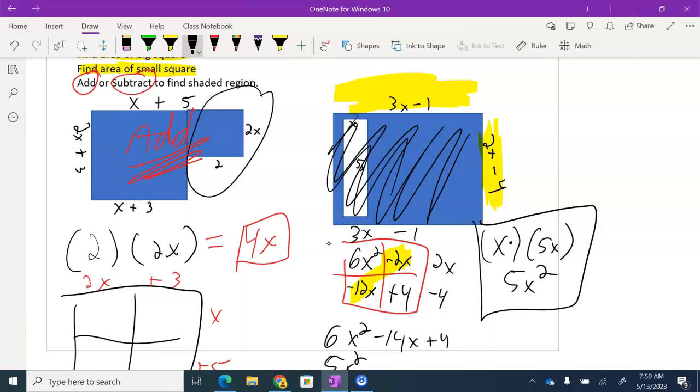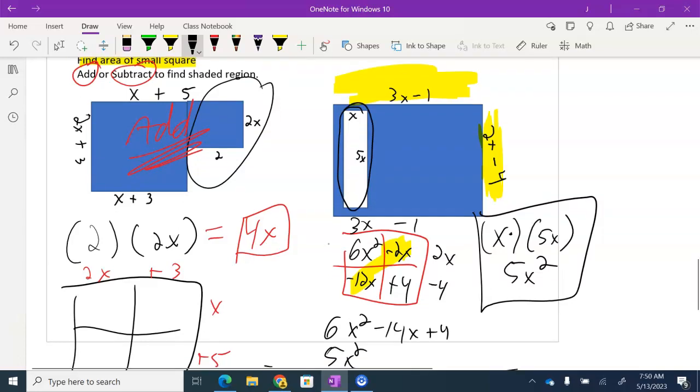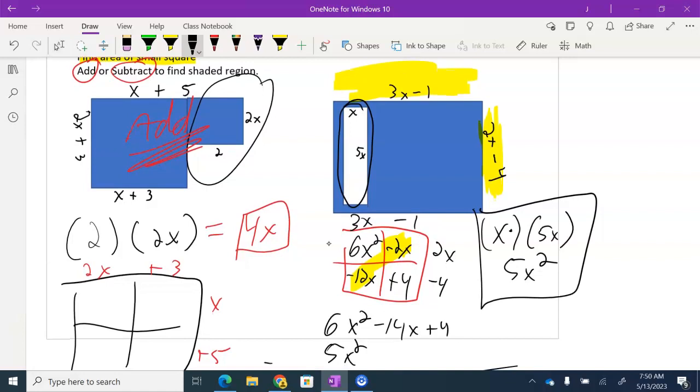But you don't want the area of the whole thing, you want the area of just the blue part, which means you need to cut out the white part until you find the area of this white part, and then you subtract those two numbers together, the area of the big minus the area of the small, and it'll give you the area of the shaded region.